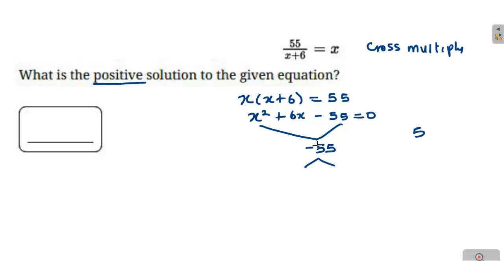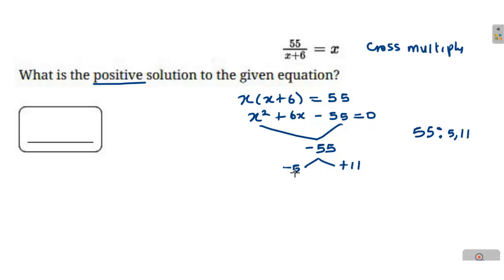So let's first ignore this minus for this purpose. What are the factors of 55? That is 5 and 11. I think these are just the two factors. So basically what we are looking for is how do we manipulate 5 and 11 to make this achievable. That will give us minus 5 and plus 11. So minus 5 and plus 11 will give us plus 6, and minus 5 times 11 will give us minus 55.